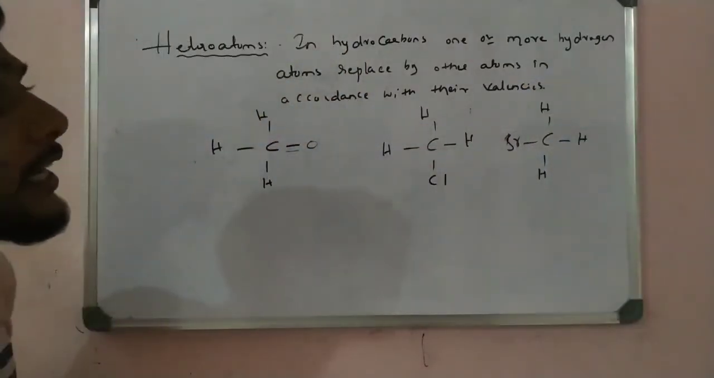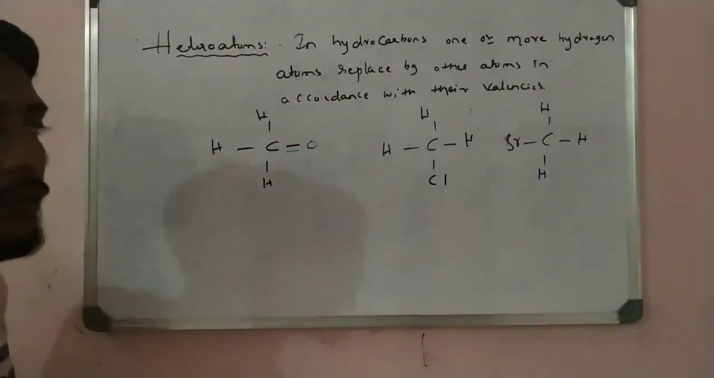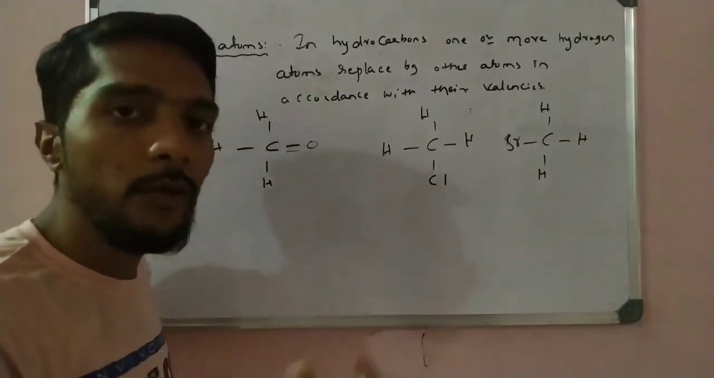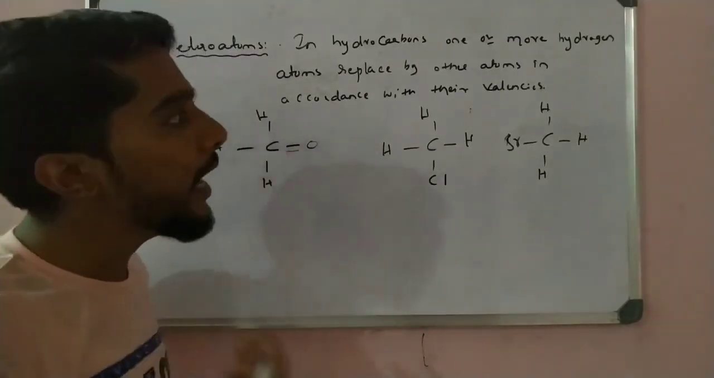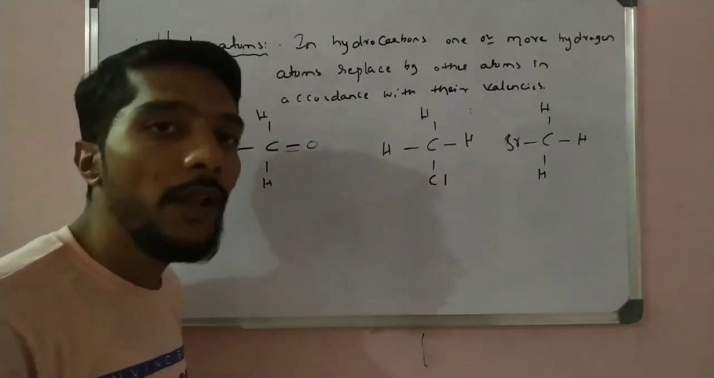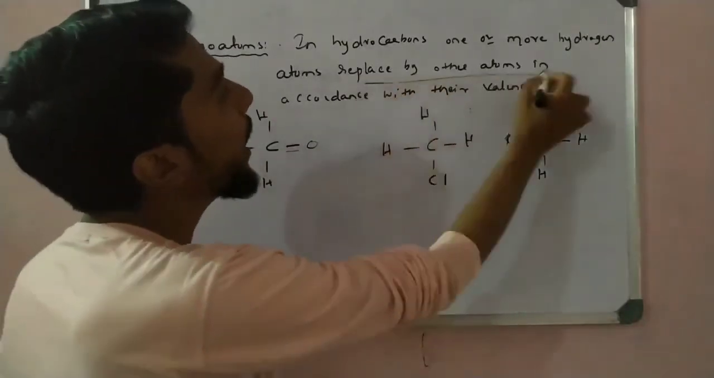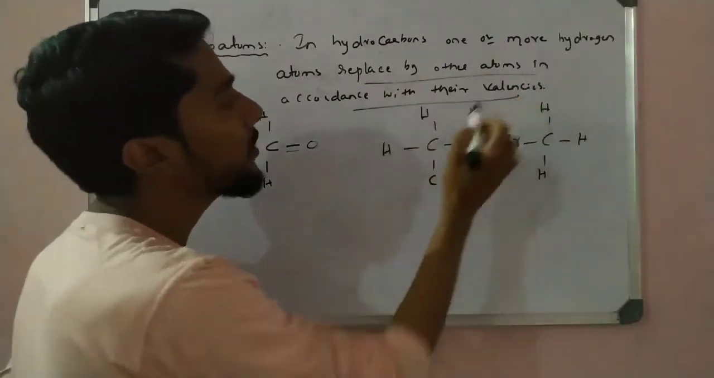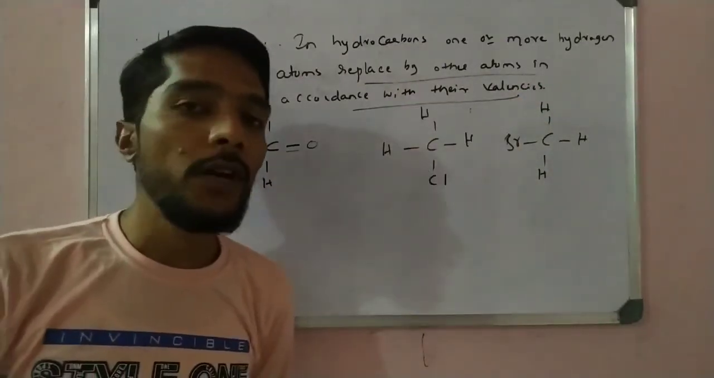So that is about the heteroatoms. Take a long chain, any chain, maybe methane, butane, propane, any chain. In that, remove one or more hydrogens, and after removing, we get a vacant place. In the vacant place, we can put any atom in accordance with its valency. That is called heteroatoms.